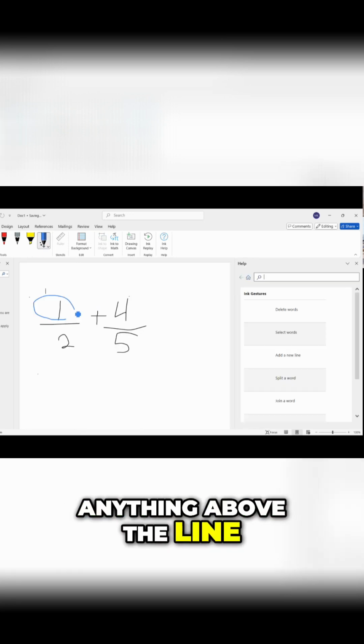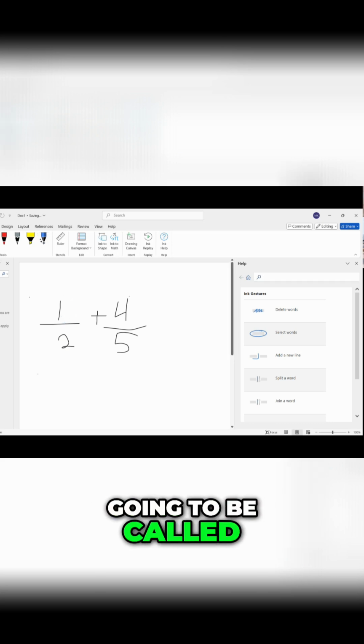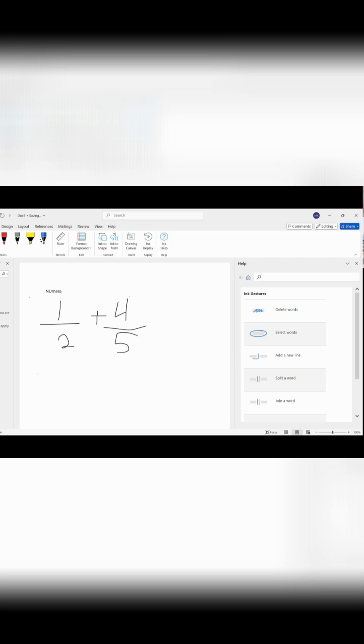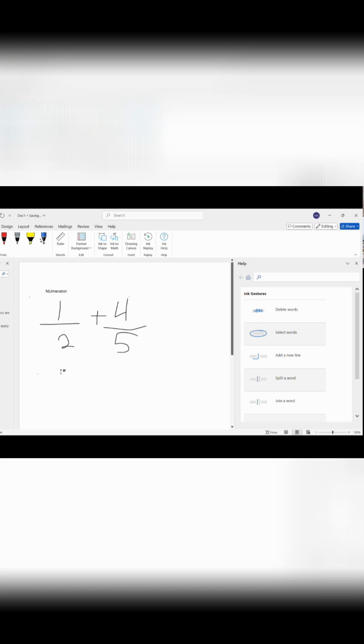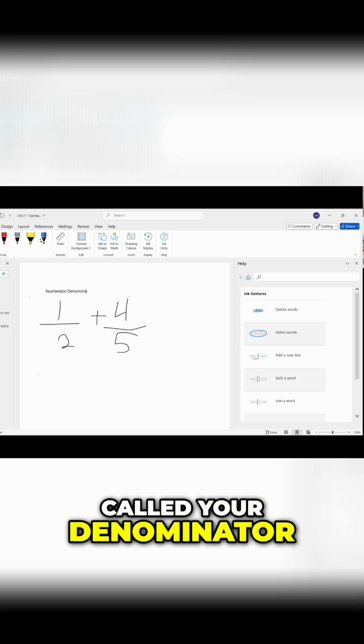Anything above the line in the fraction is going to be called your numerator. Anything below the line is going to be called your denominator.